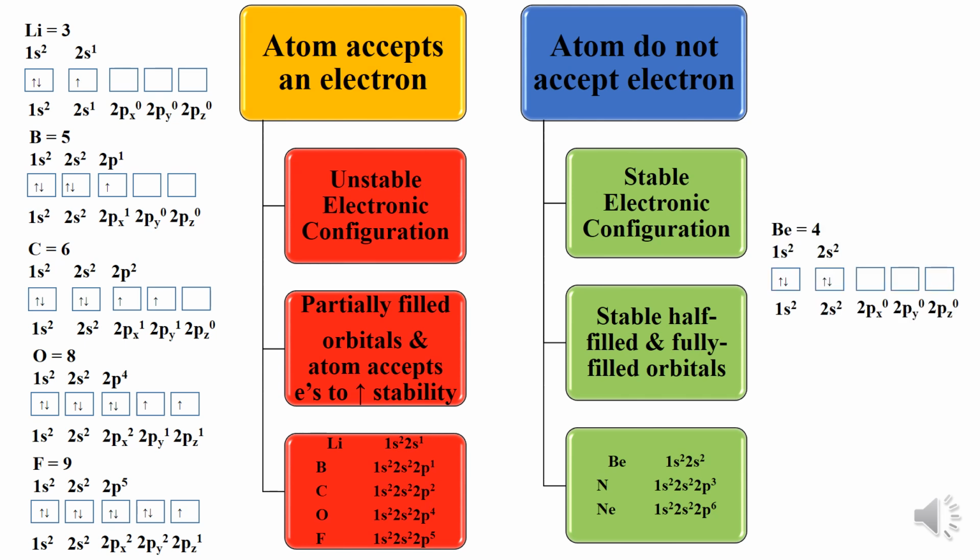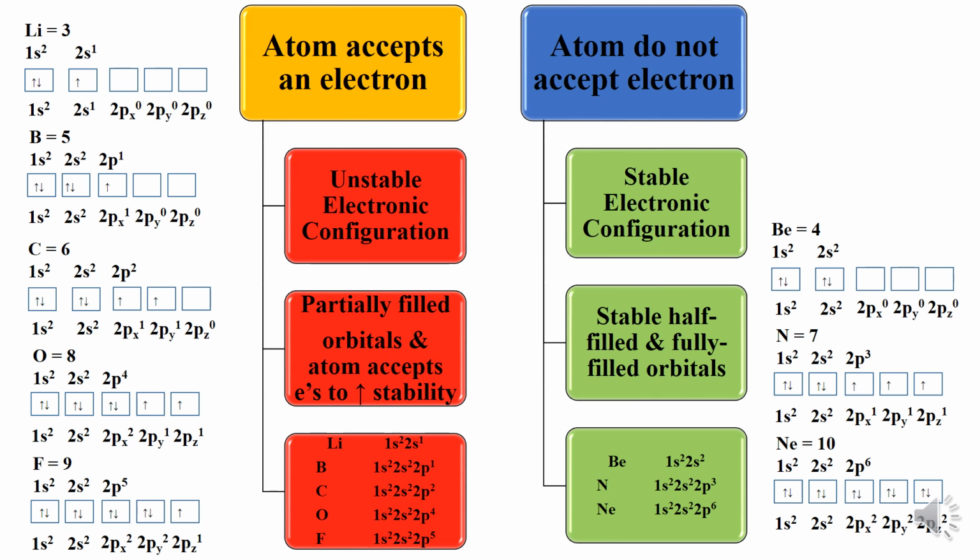And what about atoms with stable electronic configuration? Beryllium, atomic number 4, its 2s subshell is completely filled with electrons. Nitrogen, its 2p orbitals are half filled. You see a symmetry there, and therefore it has a stable electronic configuration. And neon is a noble gas with a stable electronic configuration, where the outermost shell is completely filled with a total of 8 electrons. So these are the reasons why an atom accepts an electron and an atom does not accept an electron.